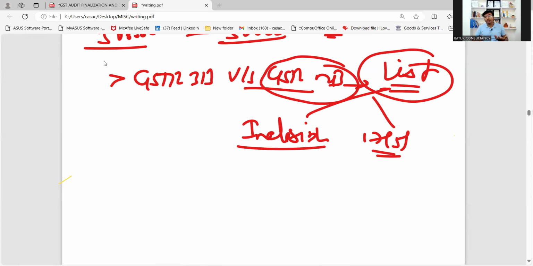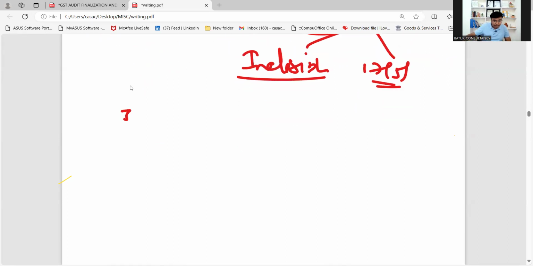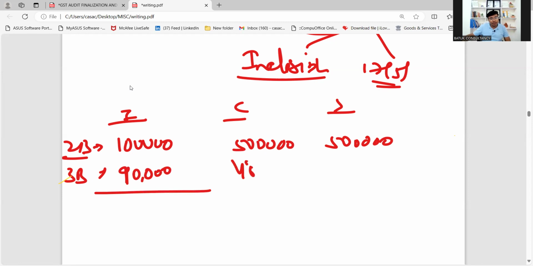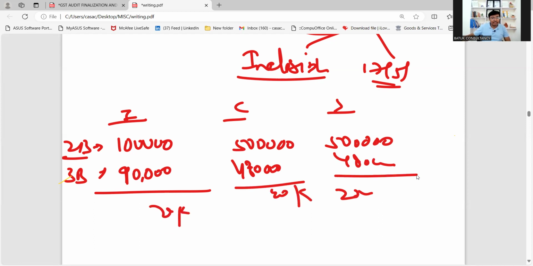कई बार होता क्या है, we just demand the reconciliation between GSTR 3B and 2B. That person is going to provide you the reconciliation like that. Sir, this is my IGST, this is my CGST, this is my SGST. As per my 2B, the input is 1 lakh, the input is 5 lakh, the input is 5 lakh. As per my 3B, the input is 90,000. The input is 4,80,000. The input is 4,80,000. 20,000, I have claimed less.